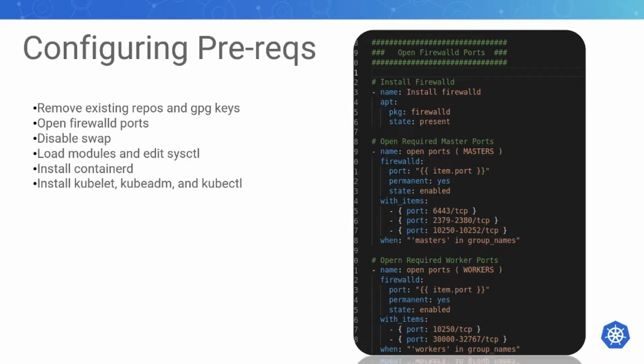We need to open the firewalld ports. Here's kind of a snippet. If it's a master, it needs different ports than a worker. That's why there's a conditional here. We need to disable swap, load certain modules like br_netfilter and overlay, edit the sysctl configuration, install containerd, and then finally install kubelet, kubeadm, kubectl, the Kubernetes software packages.